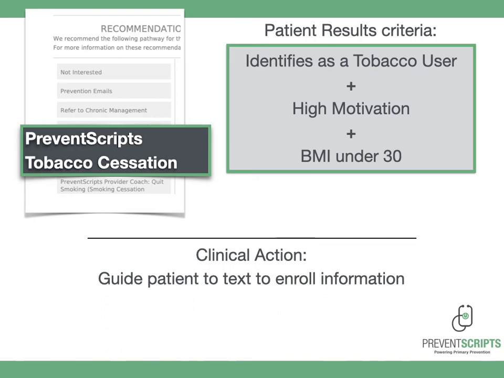Option 6, PreventScripts tobacco cessation. Patients who identify as tobacco users, have high motivation, and BMI under 30 will be referred to the tobacco cessation education program. The patient will be enrolled by texting PREVENT to the number on the exam room poster.